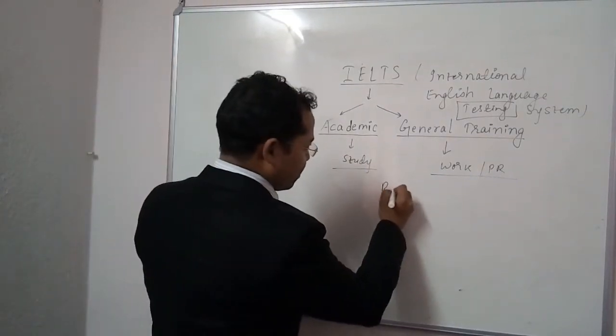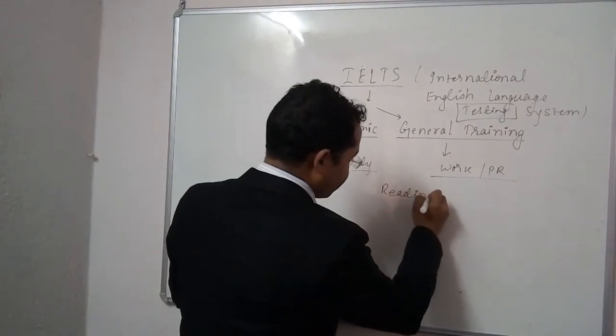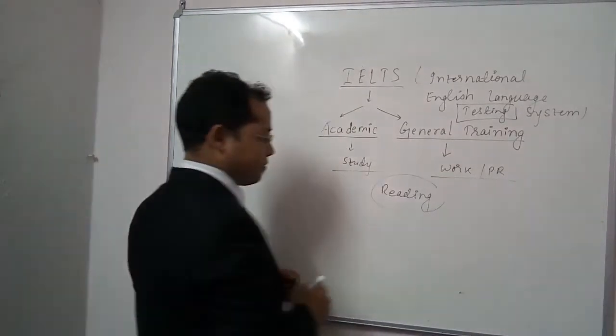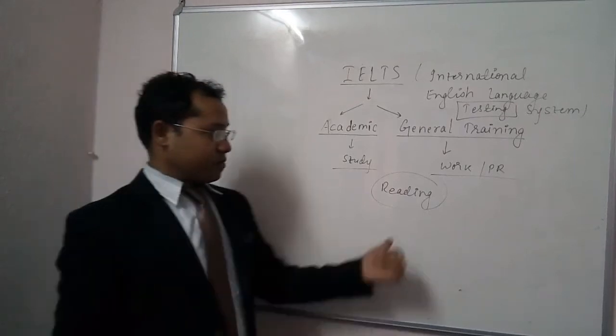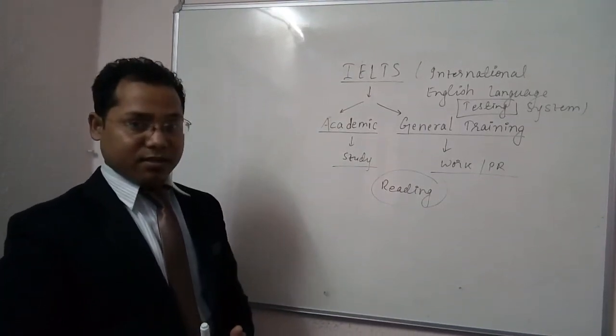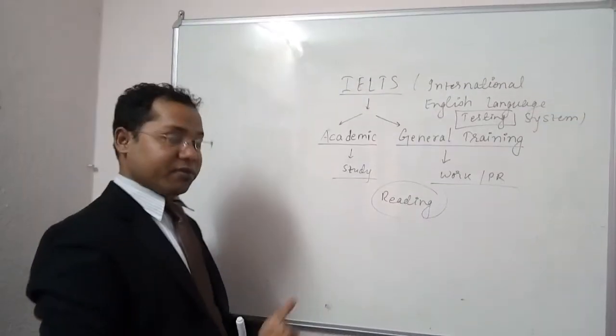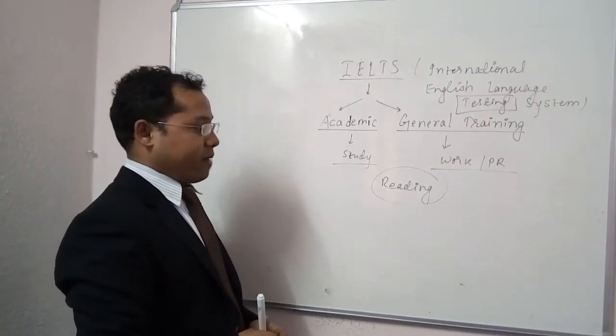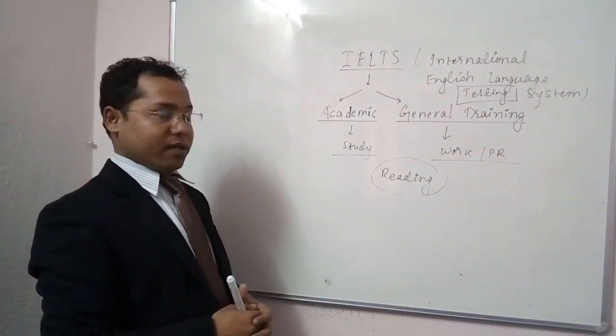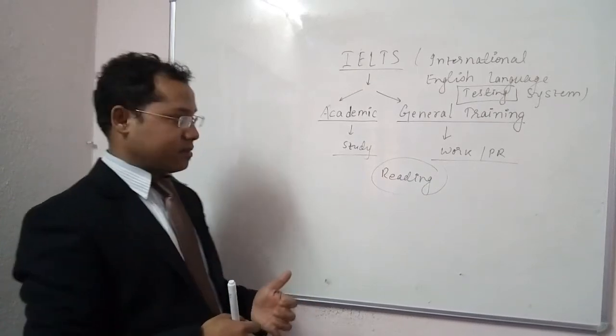So today I am going to talk about some types of questions in the reading section. Reading lasts for 1 hour. This is an hour test. It has got 40 questions in total. All the questions are going to be objective in nature. You don't have to write a long story here. You don't have to write more than 3 words in reading sections.